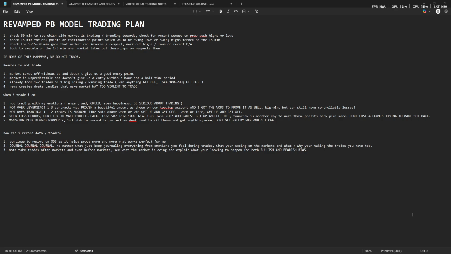So then I want to check on the 5-minute, the 15-minute, and the 30-minute to see which gaps are inside of the market. Now obviously when I say gaps, I'm talking about new week opening gaps, new month opening gaps, fair value gaps, any sort of gap that can be inversed or respected.